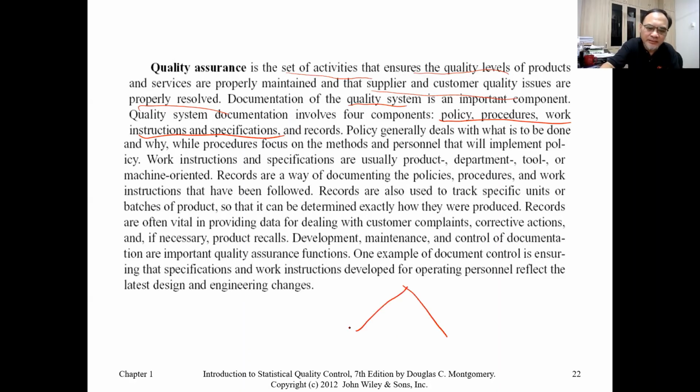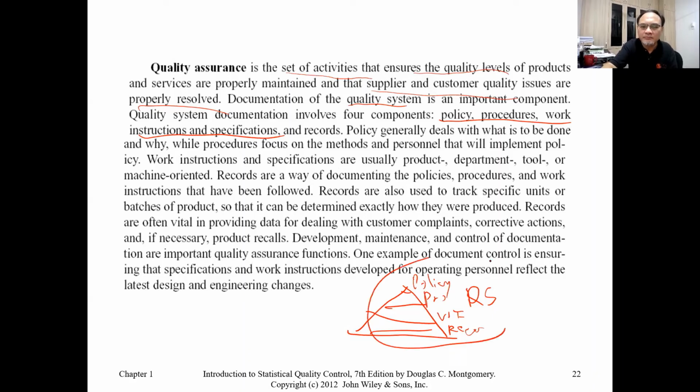If you've seen this pyramid hierarchy of what we call a quality system: this is record, this is work instruction, this is procedure, and on top of this is policy, which you put into a quality manual. I think many of you probably have seen this in the ISO 9000 quality system.